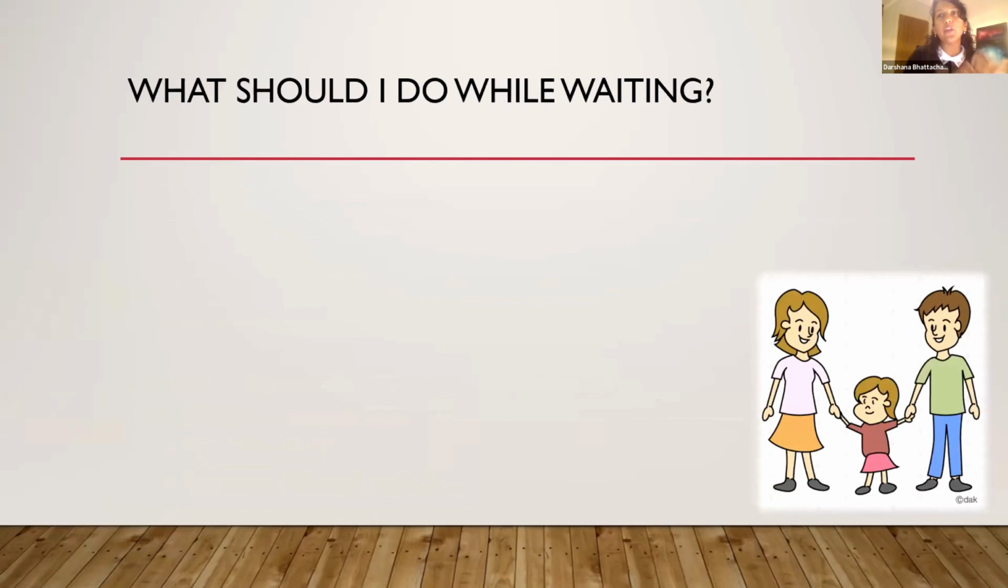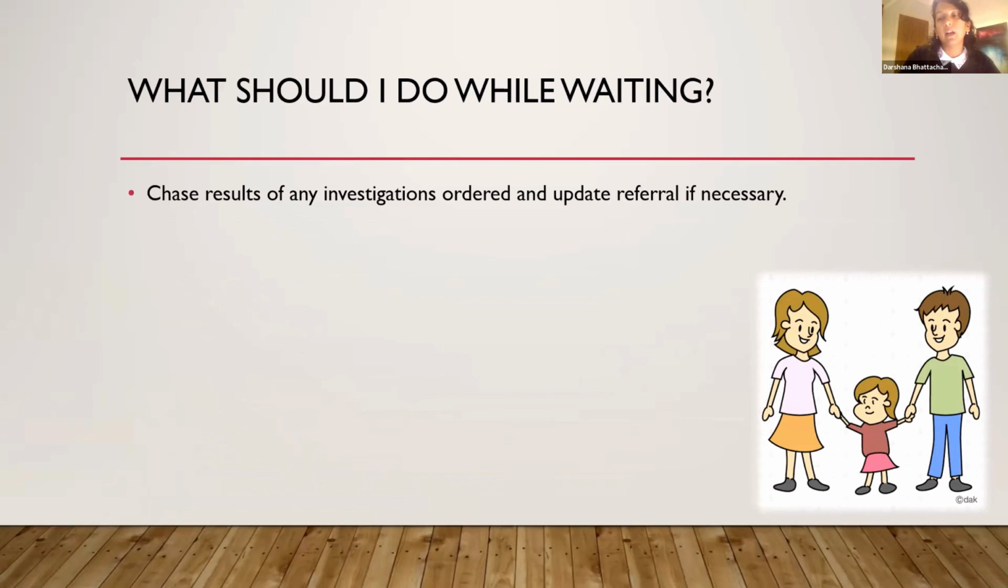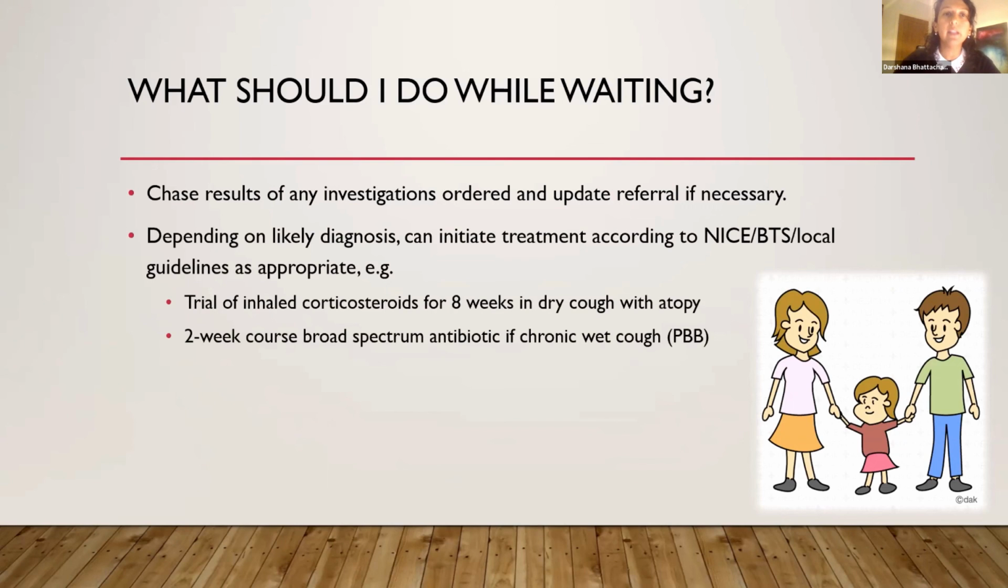If you're in the position where you've referred a child with chronic cough and you're waiting for them to be seen, obviously this can be a source of anxiety. So things to do while you're waiting would be to chase the results of any investigations and update the referral if necessary. And obviously, depending on the likely diagnosis, you can certainly start treatment according to your NICE guidelines, British Thoracic Society guidelines. For example, if you have a child with a dry cough with some evidence of atopy, you can trial them on inhaled steroid via spacer.